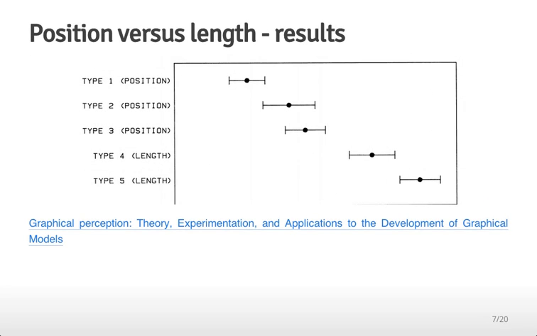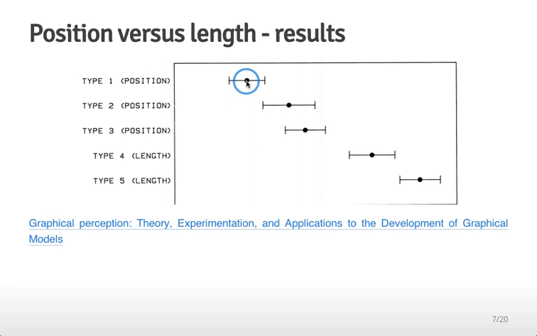So here are the results of the analysis that they performed when they did the experiment. What you see here are the different types of graphs, type 1 through type 5, and in each case the goal was again to compare the values indicated by the dots. On the x-axis is the value of the error that they achieved, and the dot is the actual mean error, and the two bars are the confidence intervals for that error. We'll be talking about confidence intervals a lot next week.